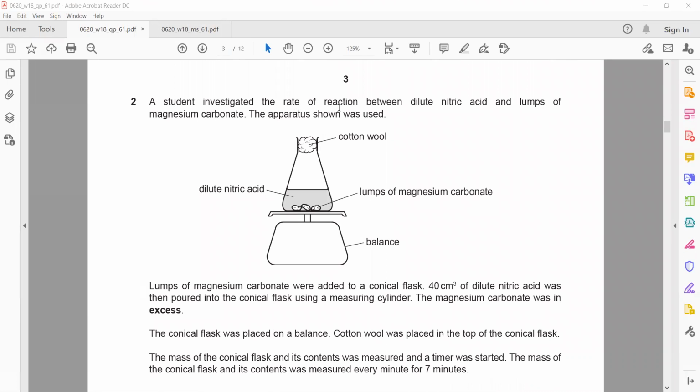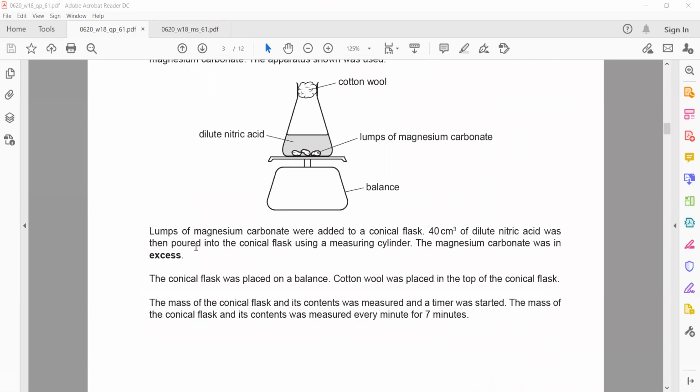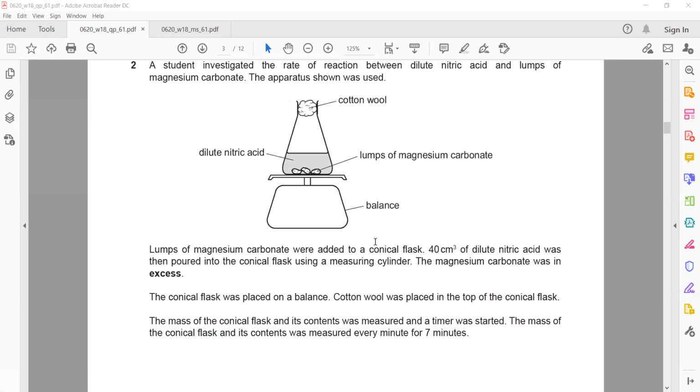A student investigated the rate of a reaction between dilute nitric acid and lumps of magnesium carbonate. The apparatus shown was used. Lumps of magnesium carbonate are added to a conical flask. 40 cm³ of nitric acid was then poured into the conical flask using a measuring cylinder. The magnesium carbonate was in excess, more than enough.